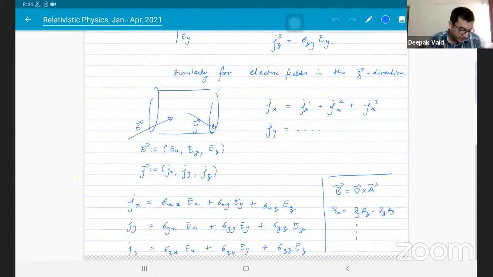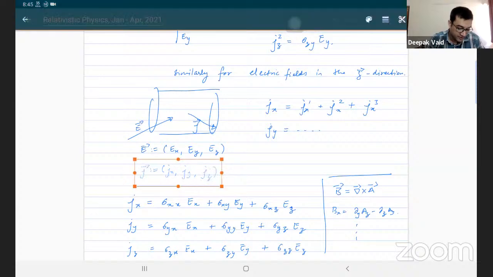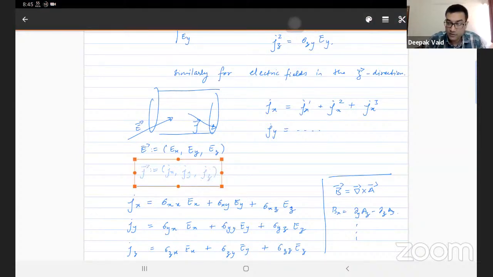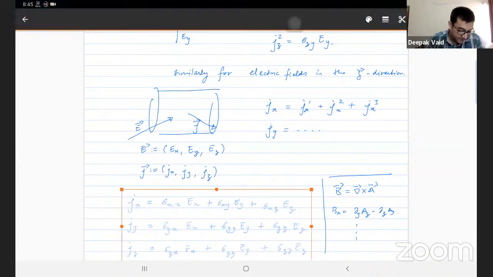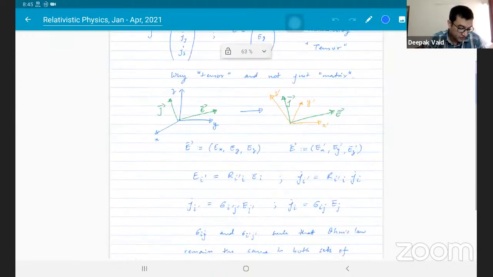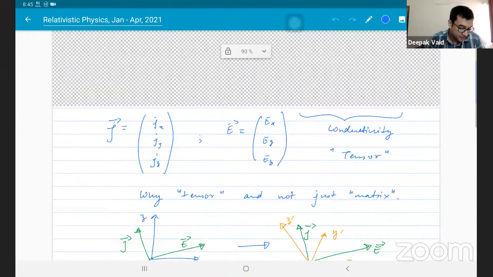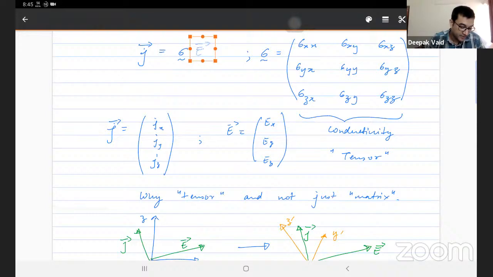So if you look at the very general case that you have an arbitrary electric field and the result is some arbitrary response, then the relationship between these objects can be written in this way. And this is nothing but a linear transformation, which corresponds to a matrix. So this transformation can be written as this vector J, the response, is equal to this matrix multiplied by the electric field. This matrix is called the conductivity tensor.